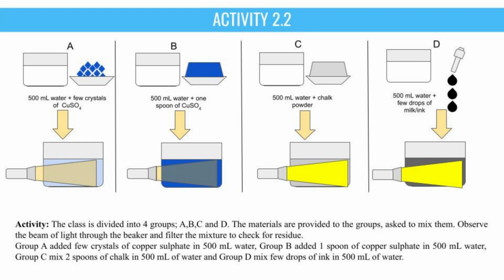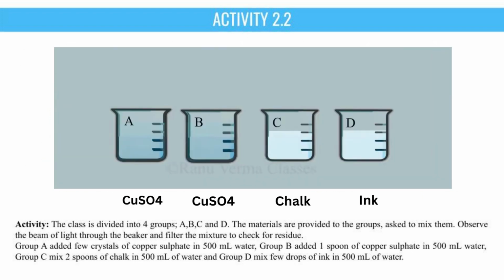Group A added few crystals of copper sulfate in 500 ml water. Group B added 1 spoon of copper sulfate in 500 ml water. Group C mixed 2 spoons of chalk in 500 ml of water. And Group D mixed few drops of ink in 500 ml of water.